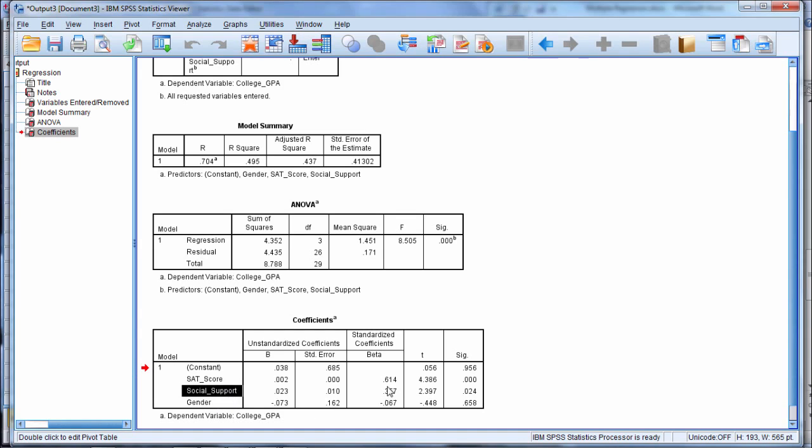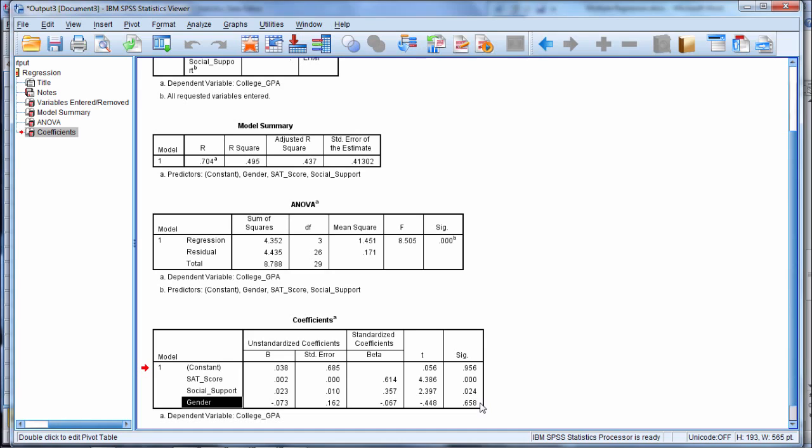Social support, with a p-value of 0.024, is also a significant predictor of college GPA, since this p-value is less than 0.05. And then finally, gender, with a p-value of 0.658, is not a significant predictor of college GPA. And that's not really that surprising if we think about it, because males and females typically don't differ significantly in their overall GPA in college.